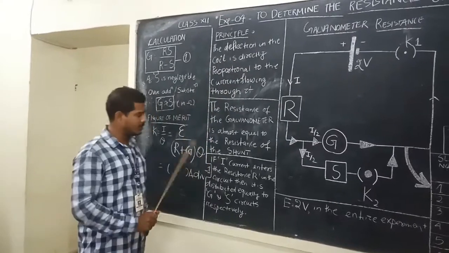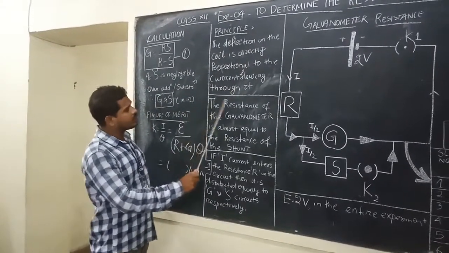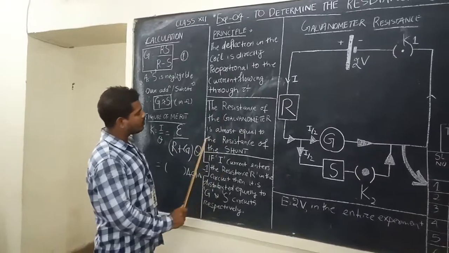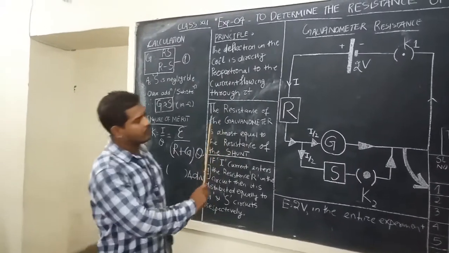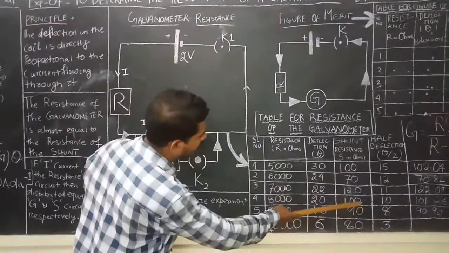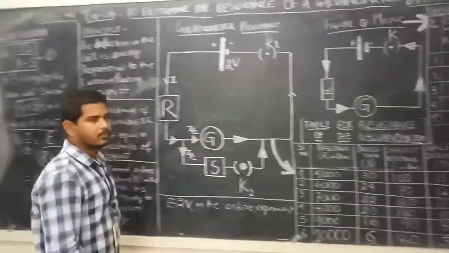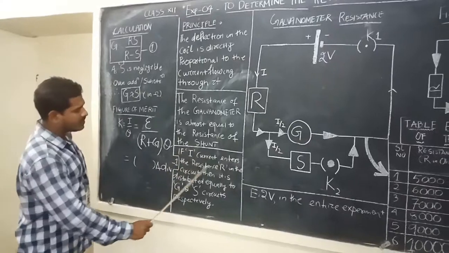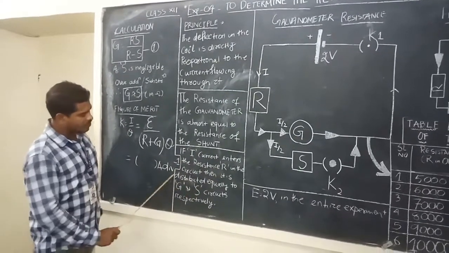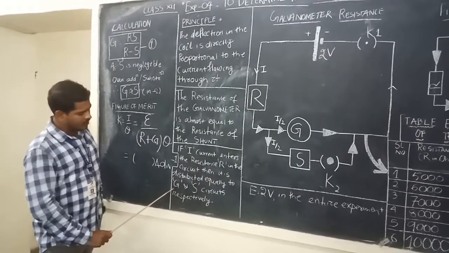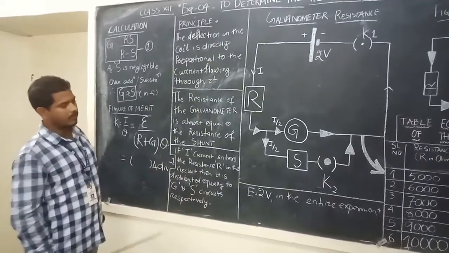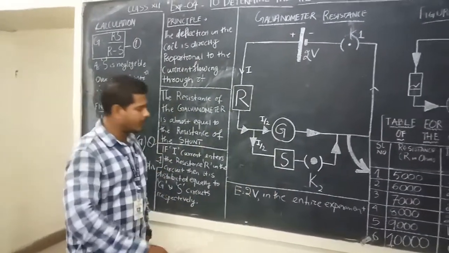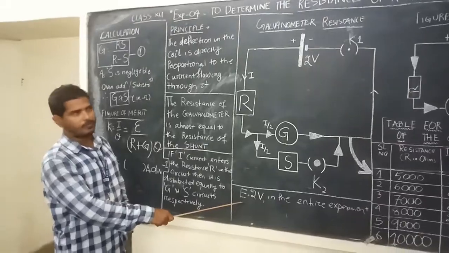First part. Second, the resistance of the galvanometer is almost equal to the resistance of the shunt. This part we will find theoretically once we do all the mathematics properly. And finally, if current I enters the resistance R in the circuit, then it is distributed equally to the G and S circuits respectively. And in the entire experiment, the EMF is 2 volt.